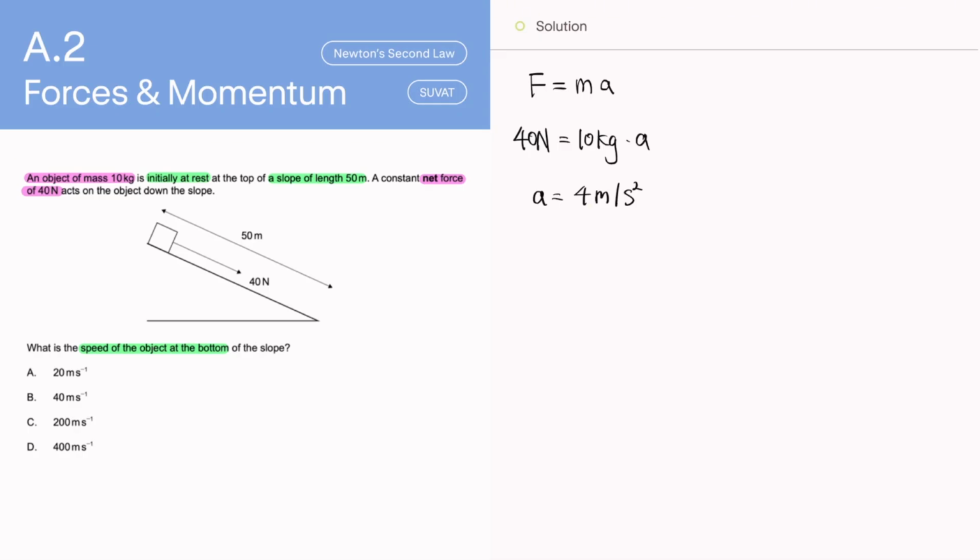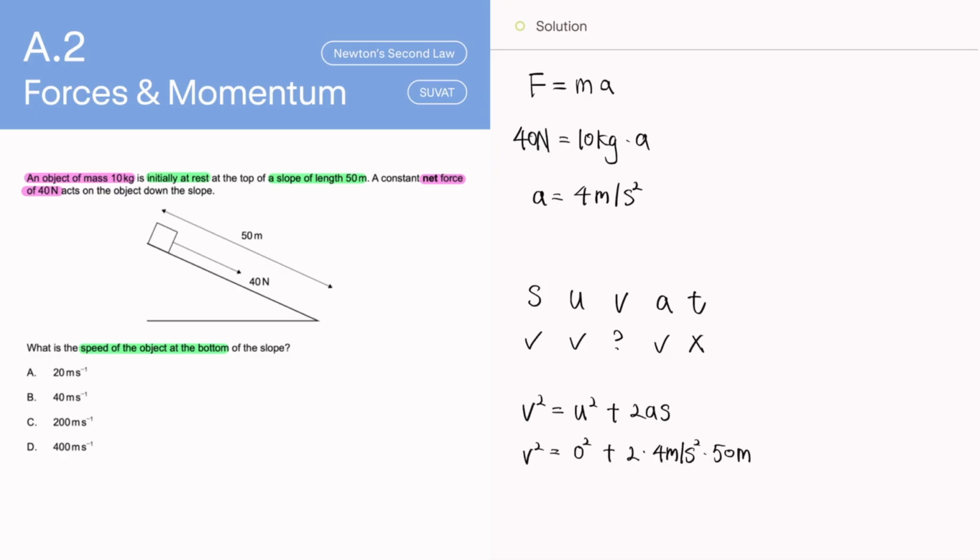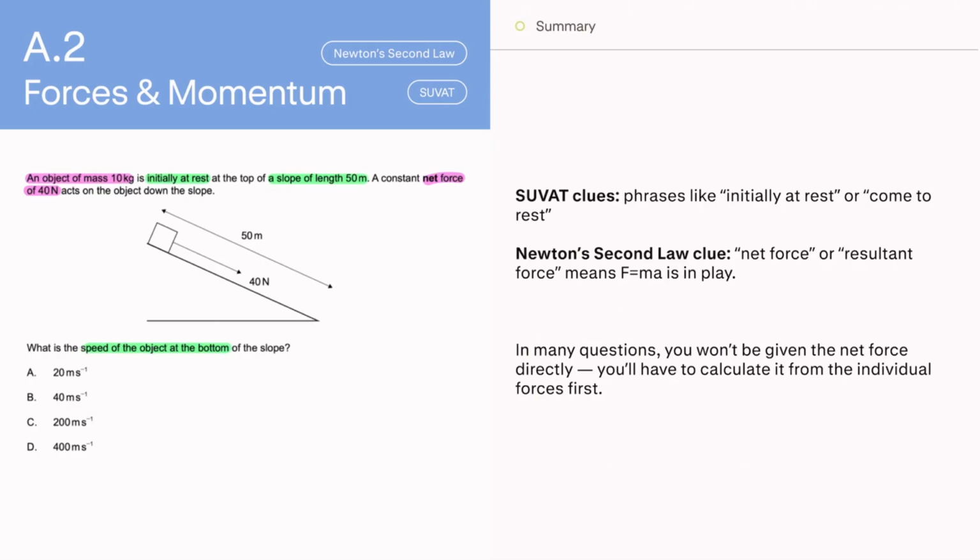The second step is to use the SUVAT equation. We know s equals 50 meters, u is 0, acceleration is 4, and we want v. We pick this equation: v squared equals u squared plus 2as, because it contains u, v, a, and s, and it contains no t. Then we plug in numbers, and we get v equals 20 meters per second. The answer is A. Let's have a quick recap.